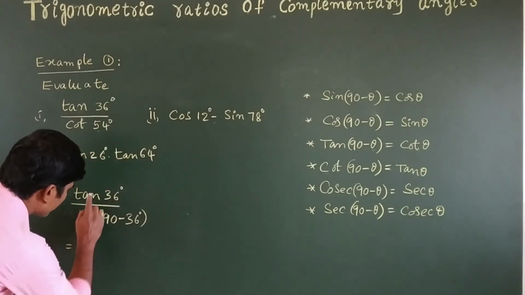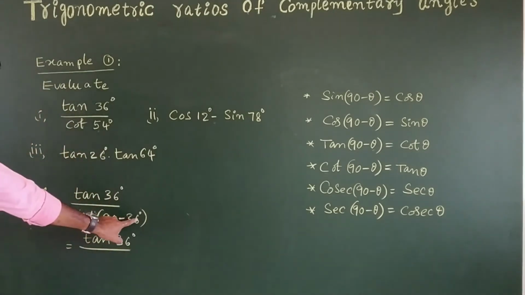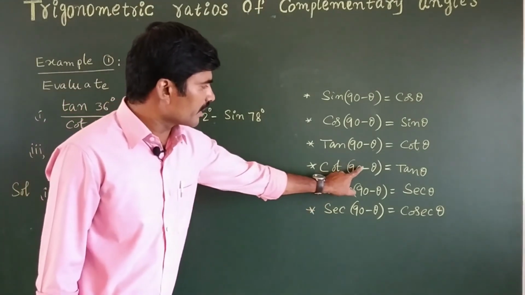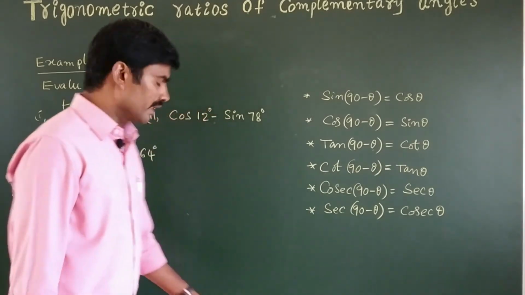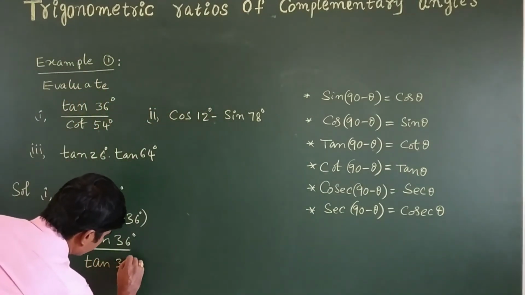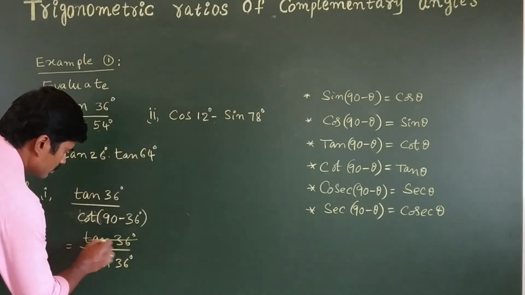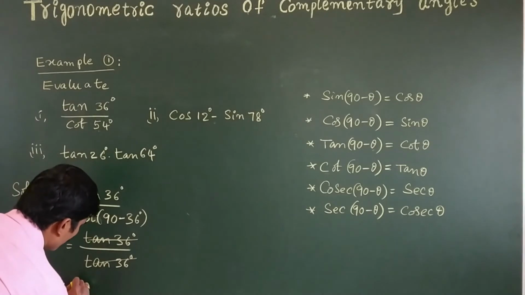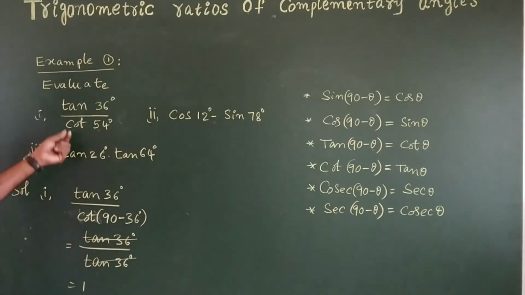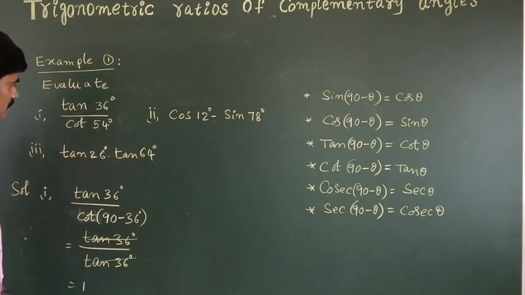So tan 36 as it is, by cot(90 minus theta). Cot(90 minus theta) is equal to tan theta. So we can write tan 36 degrees by tan 36 degrees. Numerator and denominator are the same, so we will get 1. So tan 36 degrees by cot 54 degrees, the value is 1.